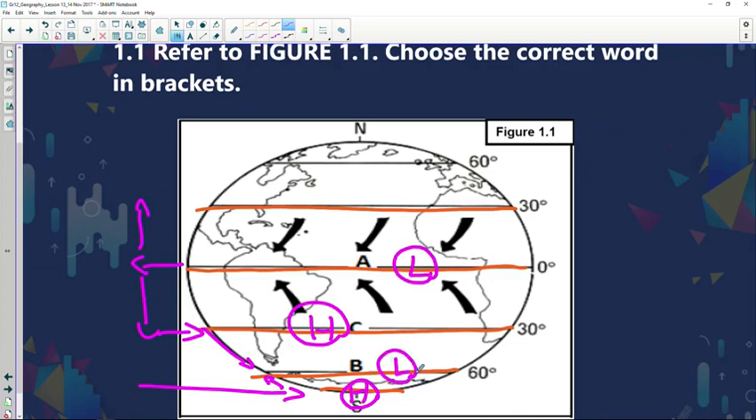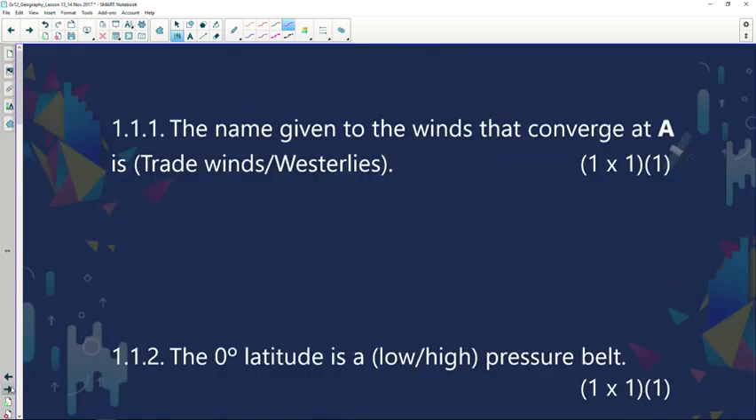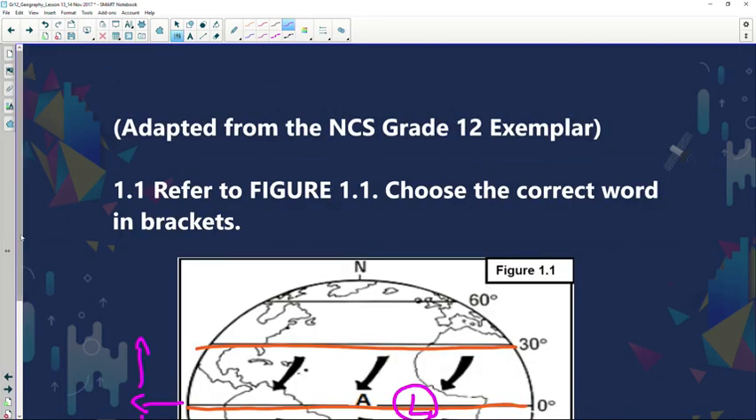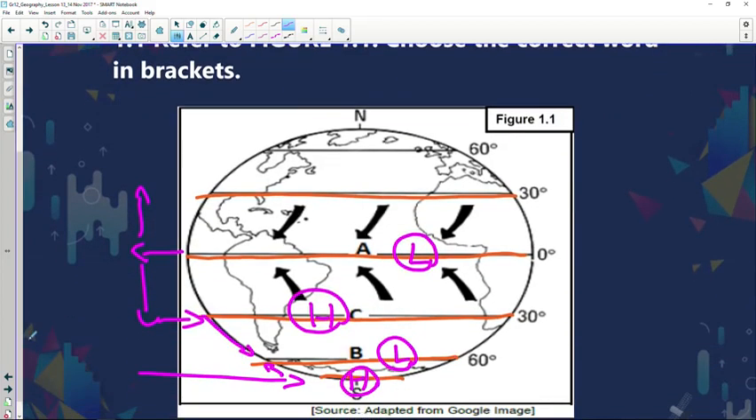pressure belt. Now if you look at the question that follows on the second slide, the name given to the winds that converge at A is the westerlies or the trade winds. Let's quickly go and have a look. Now what do we know? How do winds exist? Air moves from a high pressure to a low pressure. Because of Coriolis force, what happens? The air is deflected to the left. So what do we have there? North, east, south, west. Over there, deflecting, moves from a high pressure to a low pressure.